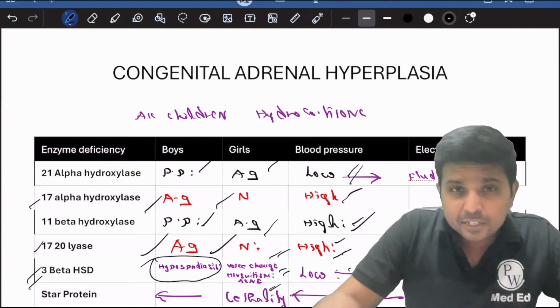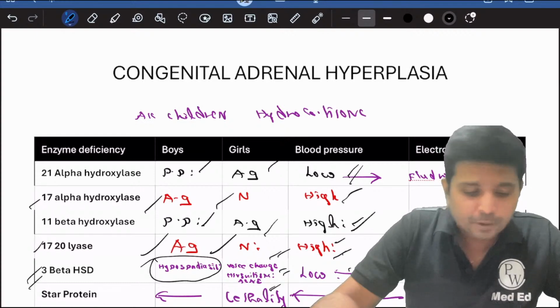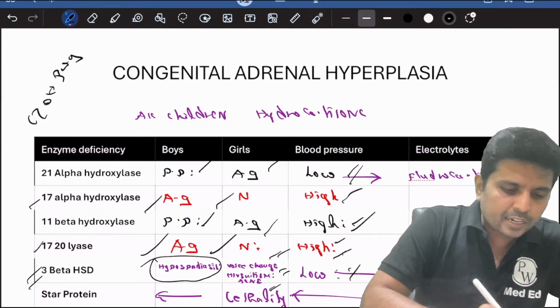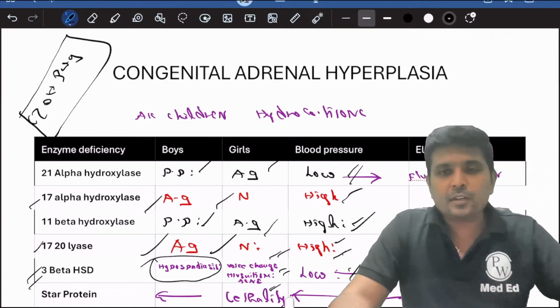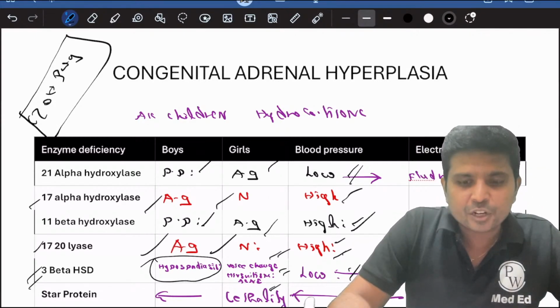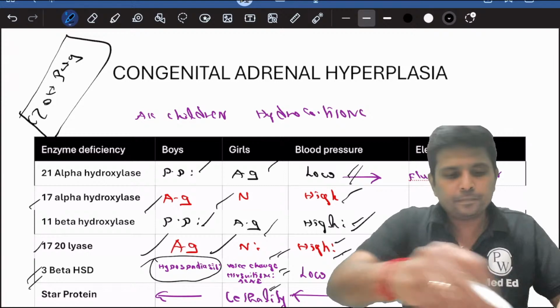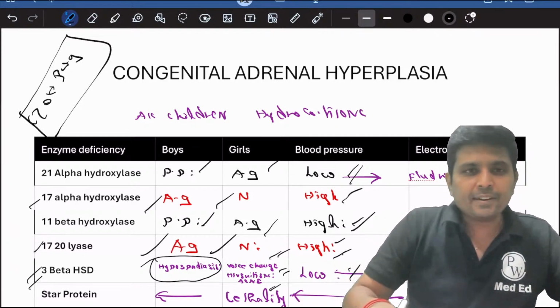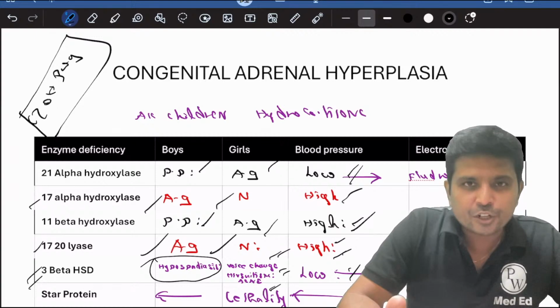Remember, what is the investigation of choice for congenital adrenal hyperplasia? 17 hydroxyprogesterone. 17 hydroxyprogesterone levels is the investigation of choice.